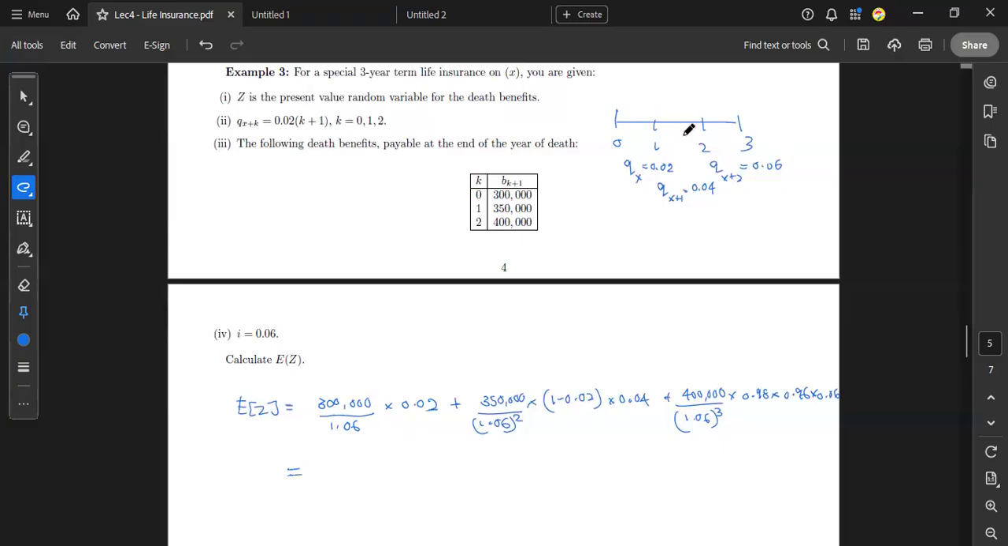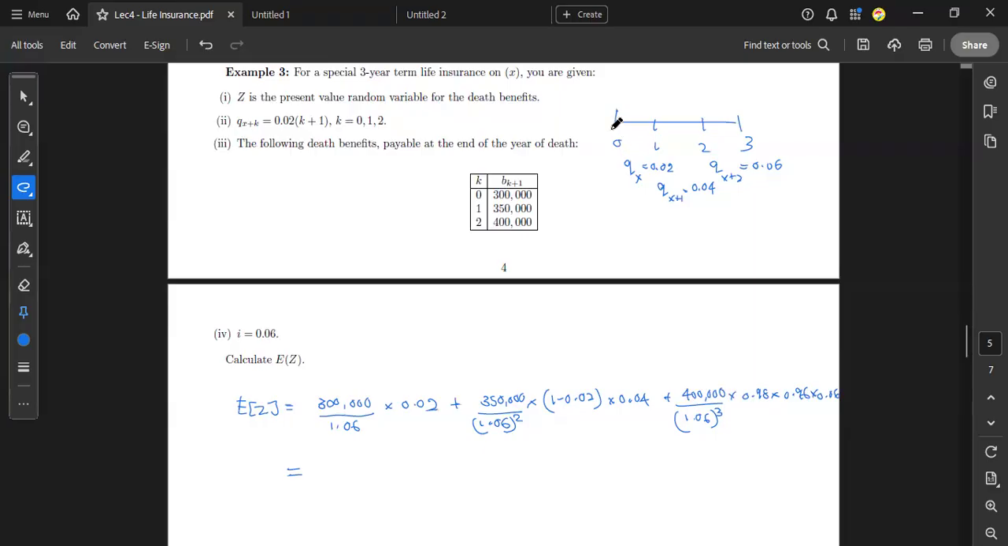Then there's another possibility: surviving from 1 year and the death occurs in the next year. So surviving from 0 to 1 and death occurs between 1 and 2, we can find the probability. If that event occurs, the death benefit is 350,000. Take it back by 2 years. So that is the present value and the corresponding probability multiplied by that. Then that is the contribution for the present value from there.